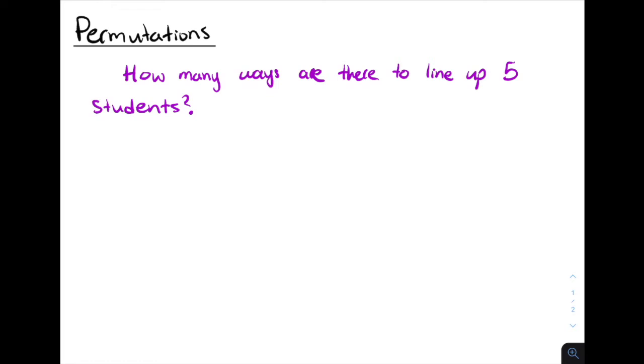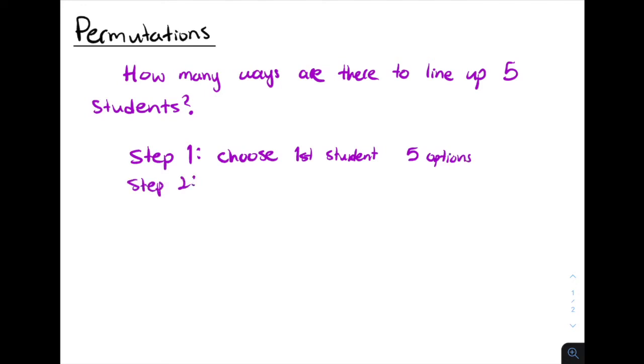We begin this section with the question, how many ways are there to line up 5 students? Using a decision algorithm, we can see that step 1 would be to choose the first student. Since there are 5 students we want to line up, there are 5 options. Next, we'd have to choose the person that's second in line. Since we can't choose the person that's already in first, there are only 4 students that remain.